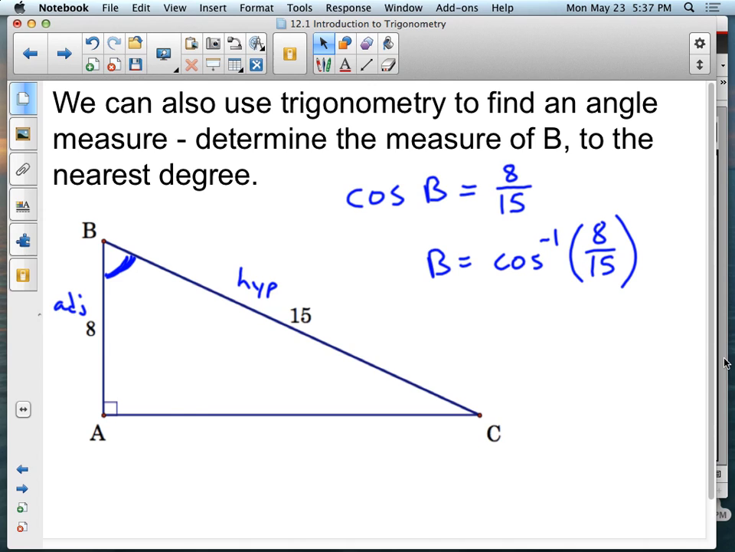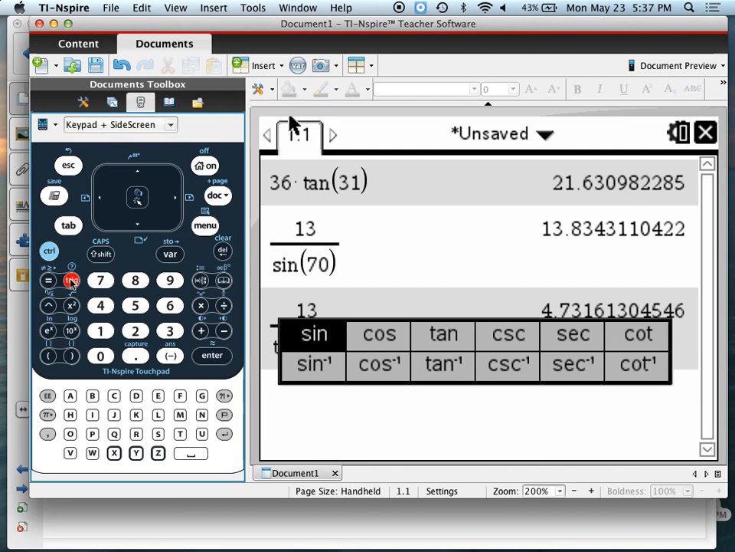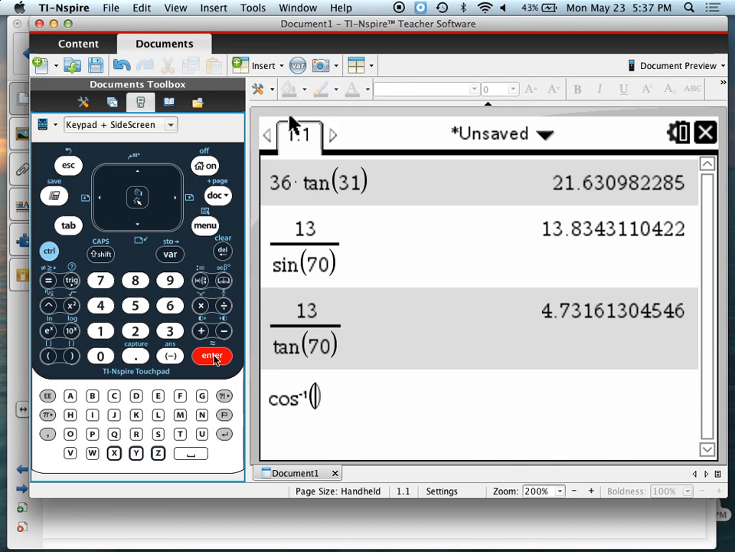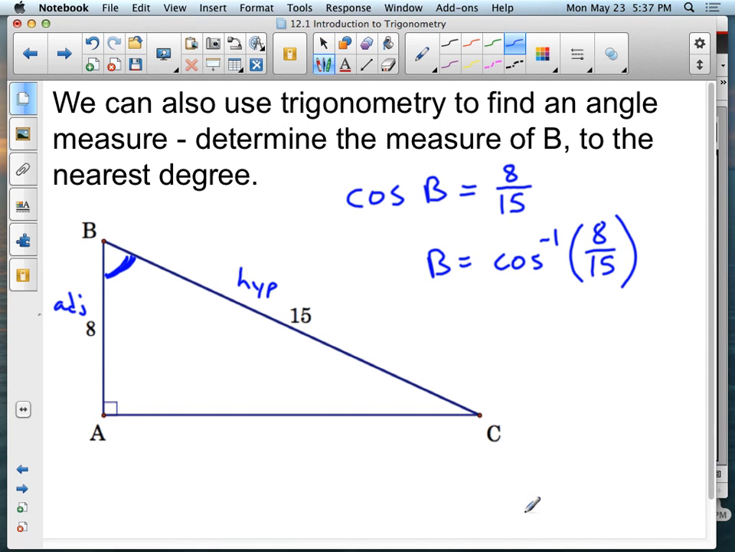Let's go to our calculator. So again, I'm going to press my trig button. And notice, right underneath the cosine is the inverse cosine. That's the one I want. I press enter there. It's expecting a fraction. So I'll do 8 divided by 15. And I'll press enter. So that's going to be my angle measure. So let's see, do we want to round it to the nearest degree? So why don't we see angle B is 58 degrees.